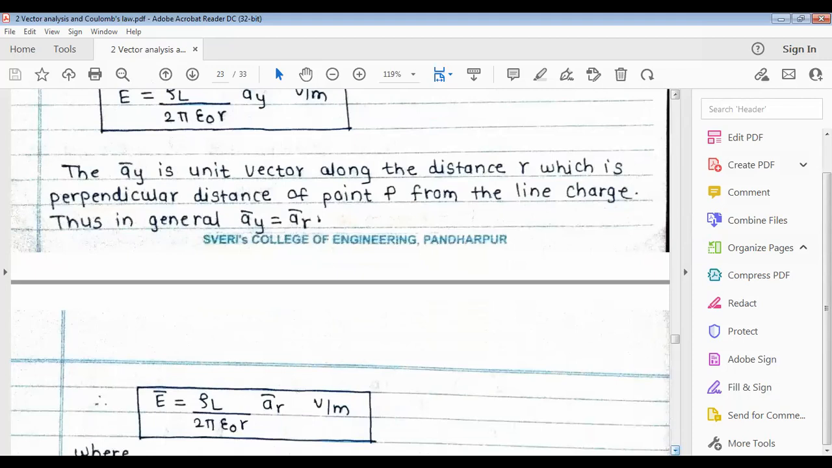Means we can find this electric field intensity at any point. So in general we write a bar y equal to a bar r. Therefore E bar is equal to rho L divided by 2 pi epsilon 0 r into, instead of a bar y, the general unit vector a bar r. And the unit of this electric field intensity is volts per meter, or Newton per coulomb.